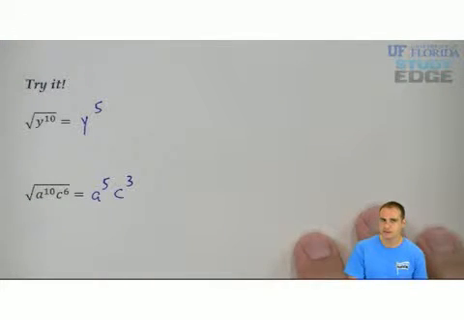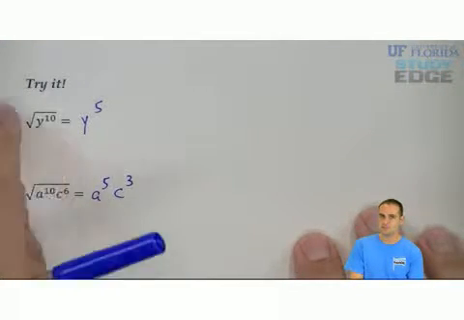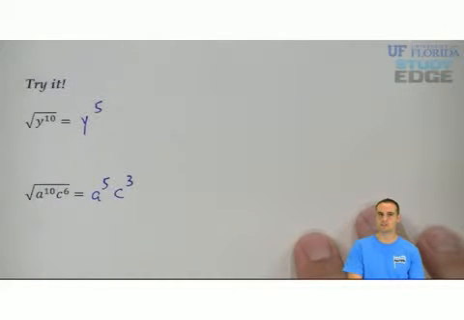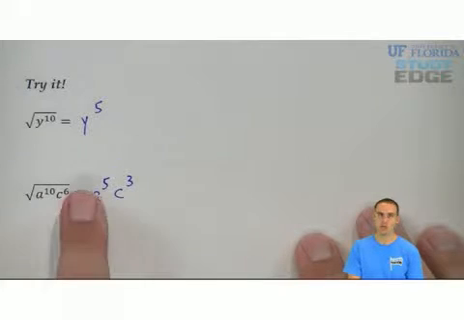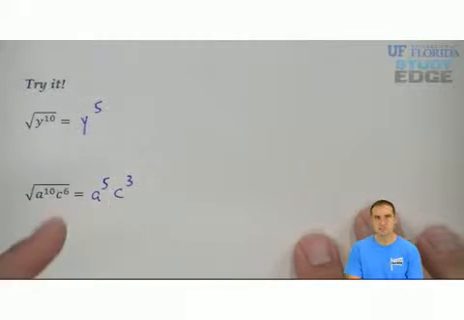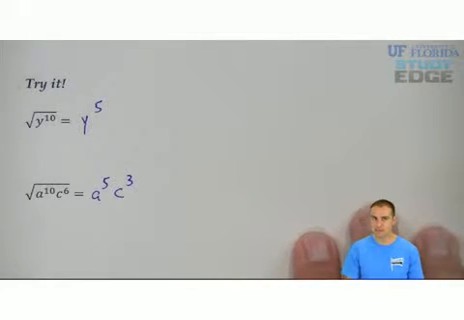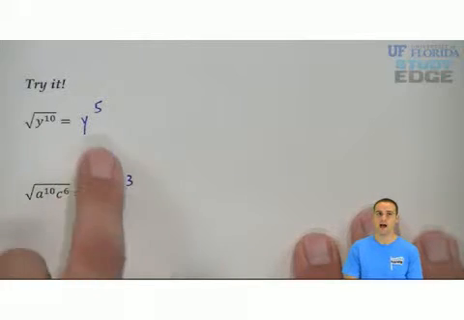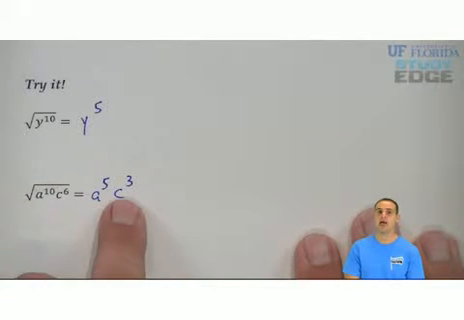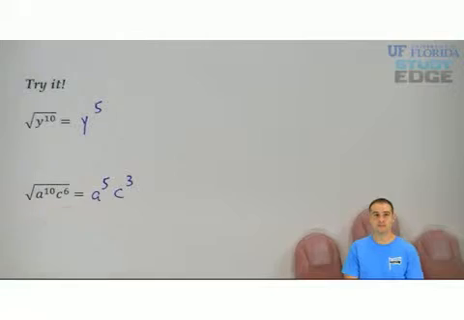You guys see a pattern here, though? One way to think about it is you can just cut it in half. Another way is asking yourself, 2 goes into 10 5 times. 2 goes into 6 3 times. That's how I think about it. Because this is a square root, we're trying to figure out how many pairs we have. We had 5 pairs of y. We had 5 pairs of a. And we had 3 pairs of c.